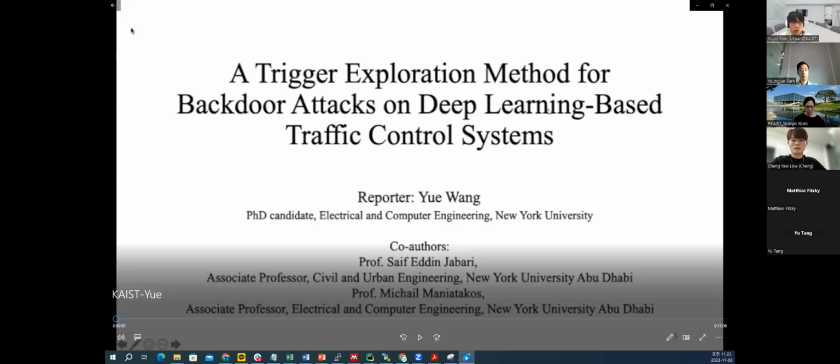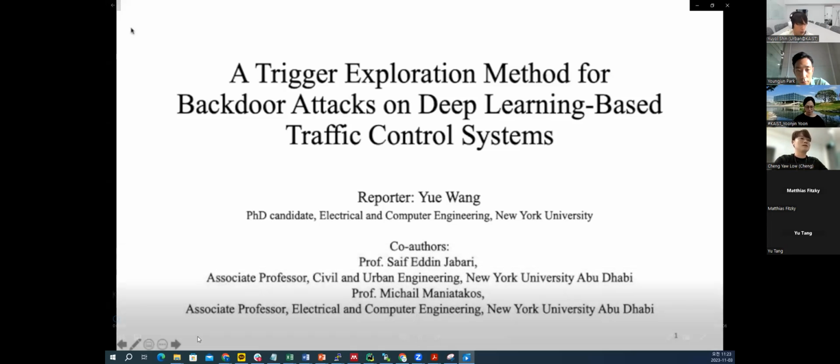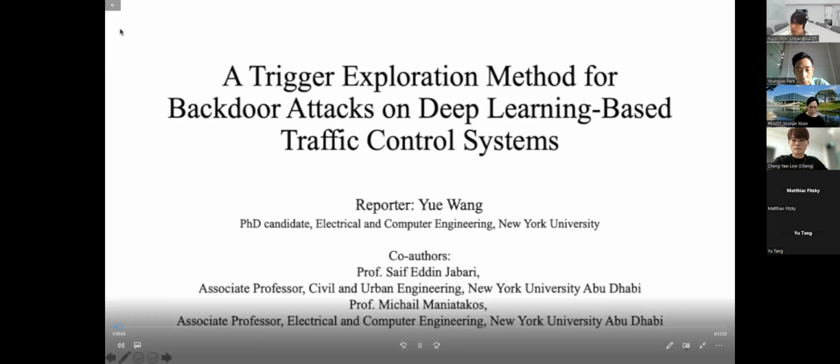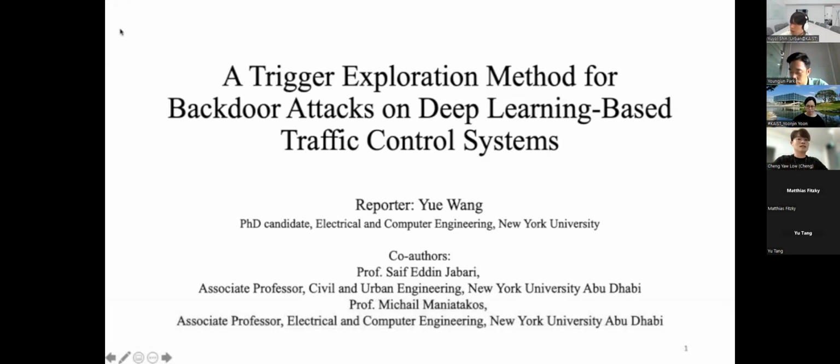The title for the presentation is a trigger exploration method for backdoor attacks on deep learning based traffic control systems. And let's begin. Hi everyone, my name is Yue Wang. I'm a PhD candidate from New York University. My topic today is a trigger exploration method for backdoor attacks on deep learning based traffic control systems.